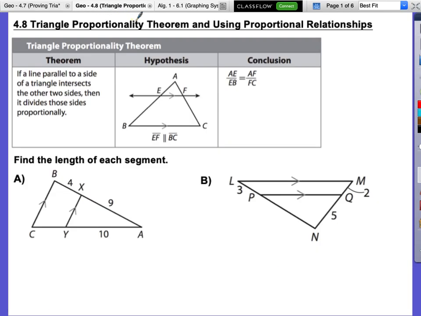Okay. 4.8. Triangle proportionality theorem and using proportional relationships.